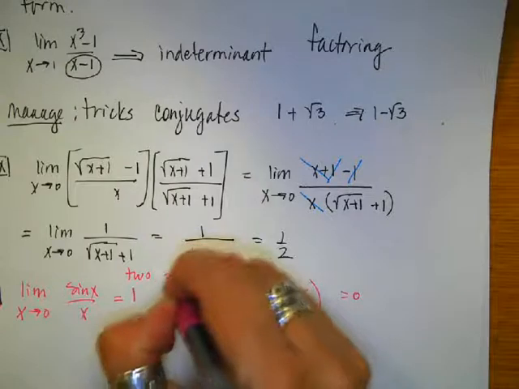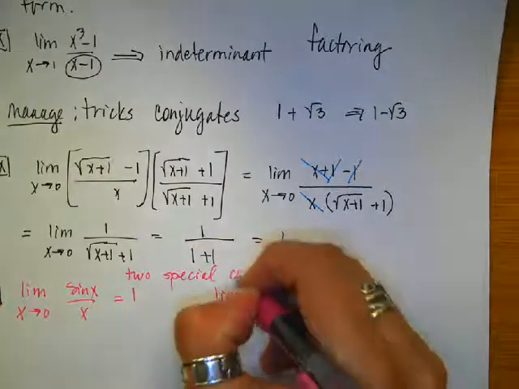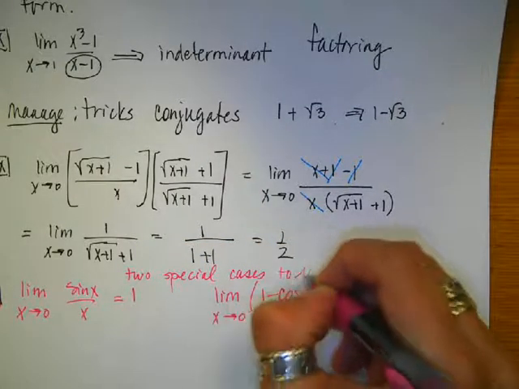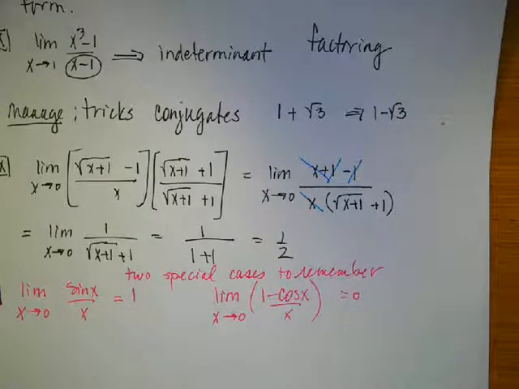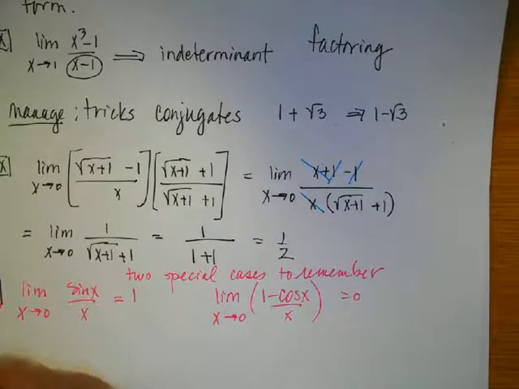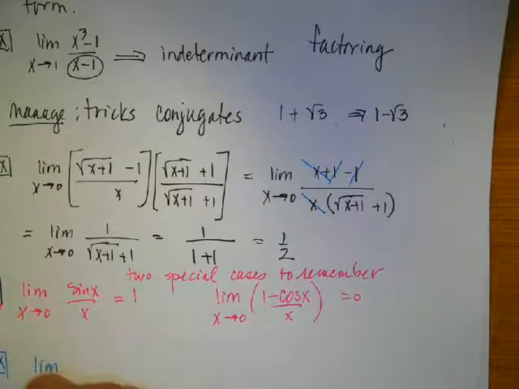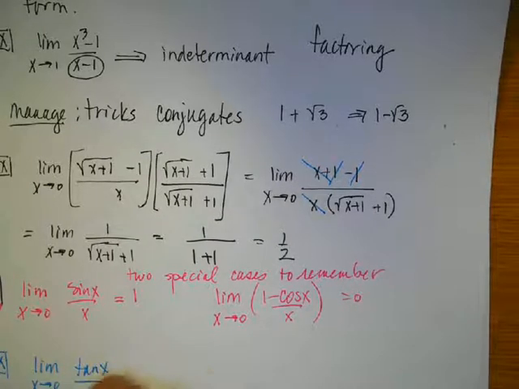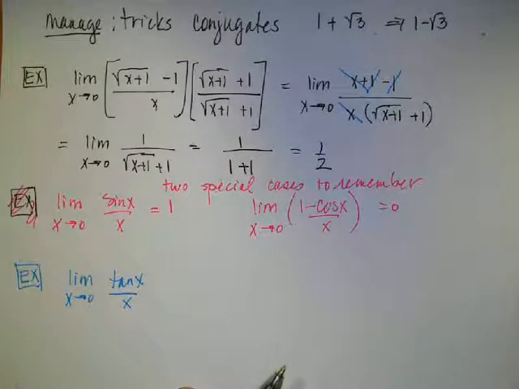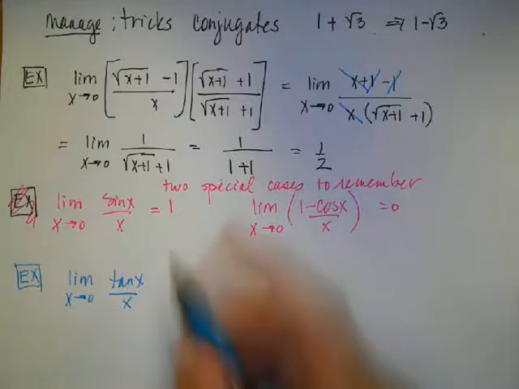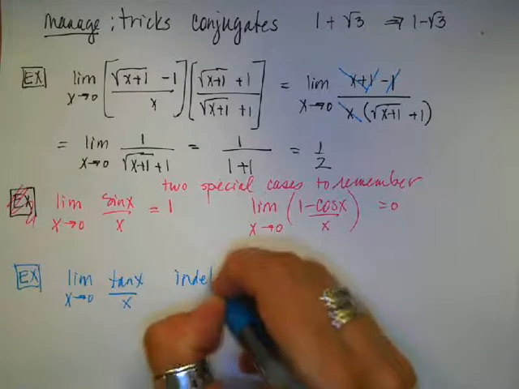Alrighty. So now let's do another example. Sorry, we're going to actually do an example this time. And I want to do the limit as x approaches 0 of the tangent of x over x. Well, I already know that it's the indeterminate form because I can't divide by 0, right? So I know that I have the indeterminate form. So I need to fix it. I need to manage it to get rid of the x.